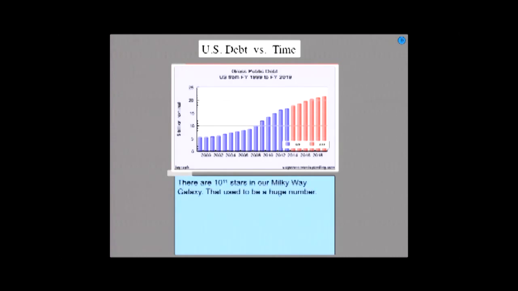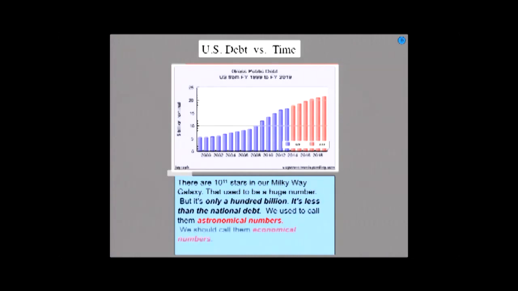And of course, this leads to a question. $1 trillion, that sounds like an astronomical number. 10 to the 11 stars in the Milky Way galaxy, you normally think of that as sort of an astronomical number. But I think the economists have blown us away. We should really be calling them economical numbers. And so you can see that if you want to be a business person or a doctor, or if you want to go into environmental science, or if you want to study human beings in any way, you're going to be dealing with large numbers, large amounts of dollars, and so on.